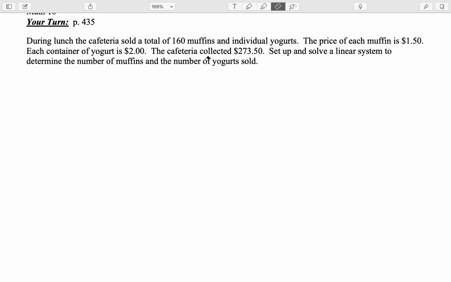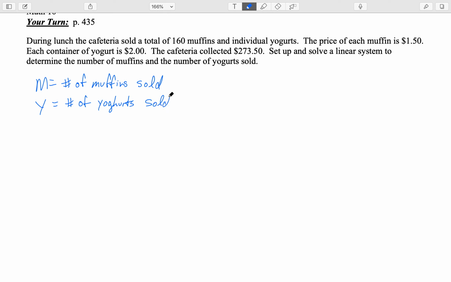I'm not going to be using X and Y here. There's no need to use X and Y. How about we use M for muffins and Y for yogurts? Okay, so I need to define my variables. M is going to be, so what are they looking for? Determine the number of muffins. Number of muffins sold. Okay. And Y, I'm going to call that Y. Y is the number of yogurts. Number of yogurts sold.